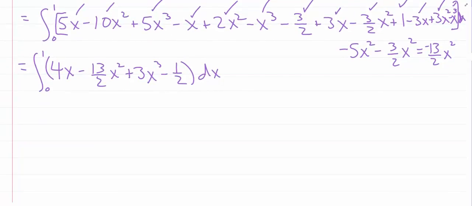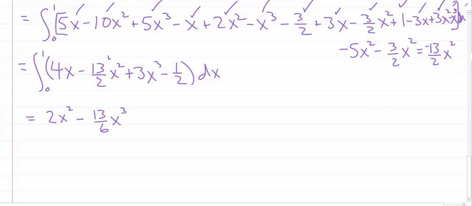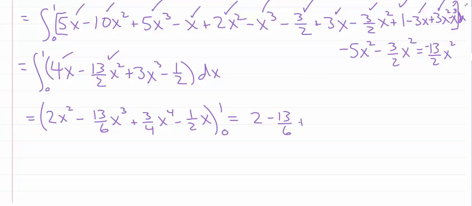Okay, let's see if we can get through this without any mistakes. After all that, maybe we didn't make any. So this is going to be 2x squared minus 13 over 6 x cubed, plus 3 over 4 x to the fourth minus 1 half x, and we're going from 0 to 1. So really, what we're doing is adding 2 minus 13 over 6 plus 3 over 4 minus 1 half. I believe that's what we got.